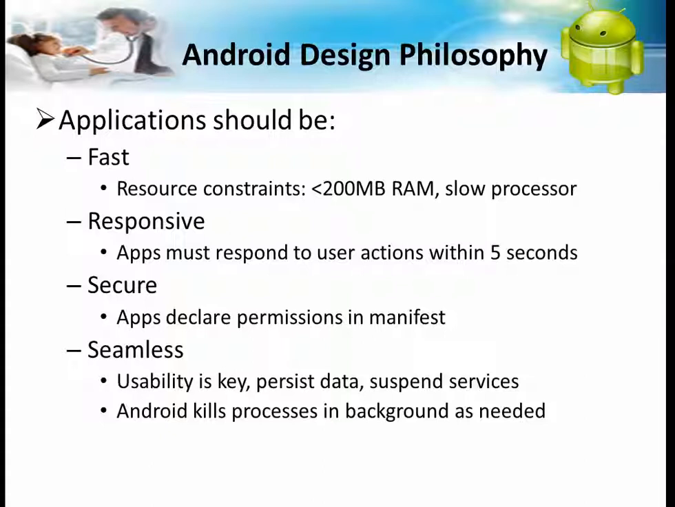Android design philosophy: the application should be fast, responsive, secure, and seamless. Fast means the application consumes about 200 MB of RAM, even on a slower processor. Responsive means the application must respond to the user action within 5 seconds. Secure applications display the permissions in the manifest, and seamless means usability is key. Persist data, suspend services. Android kills background processes as needed.